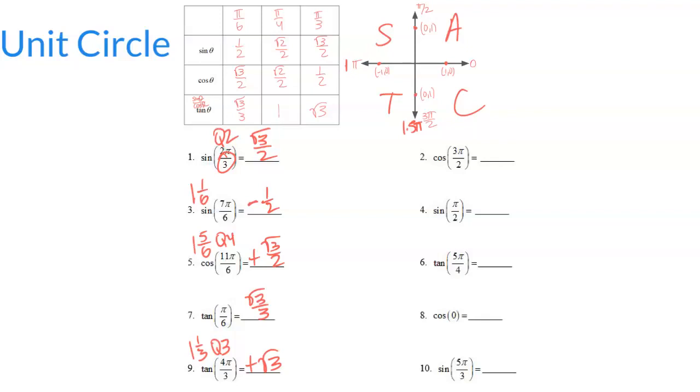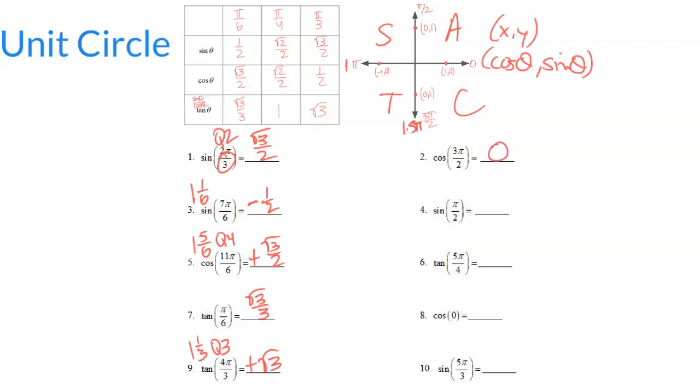For number 2, cosine of 3 pi over 2, 3 pi over 2 is one of our angles that's on an axis. It is right down here at the bottom of the circle. And so what I've got to remember is that for all of these ordered pairs, x and y, the cosine of theta is the x and the sine of theta is the y. And so when I look at the point at 3 pi over 2, that would be (0, -1), and cosine is asking for the x coordinate, which will be 0.